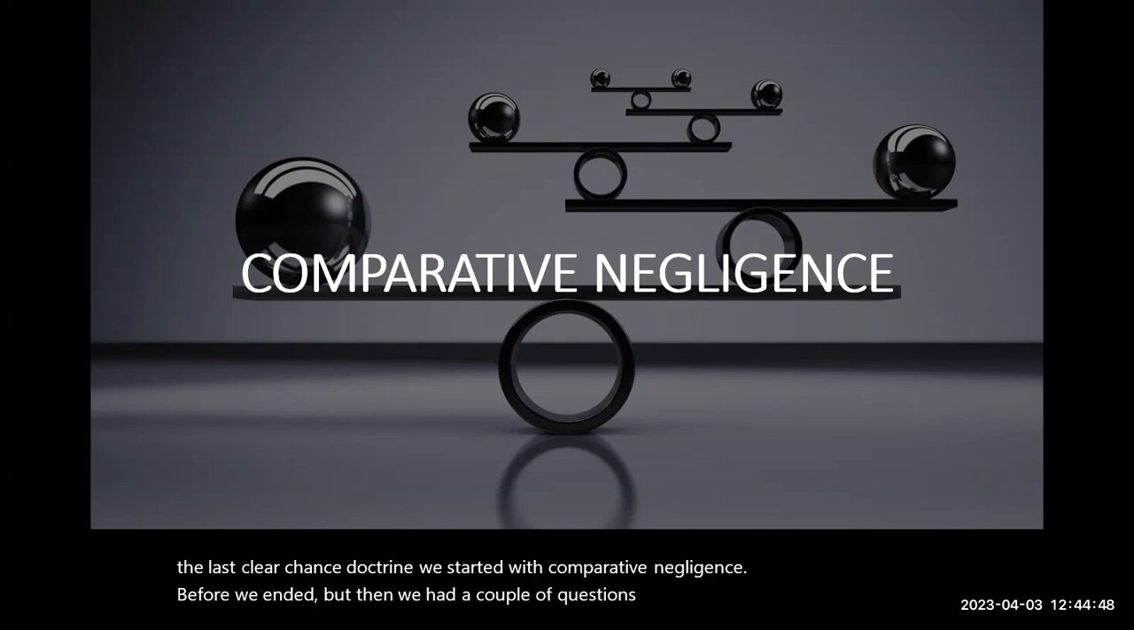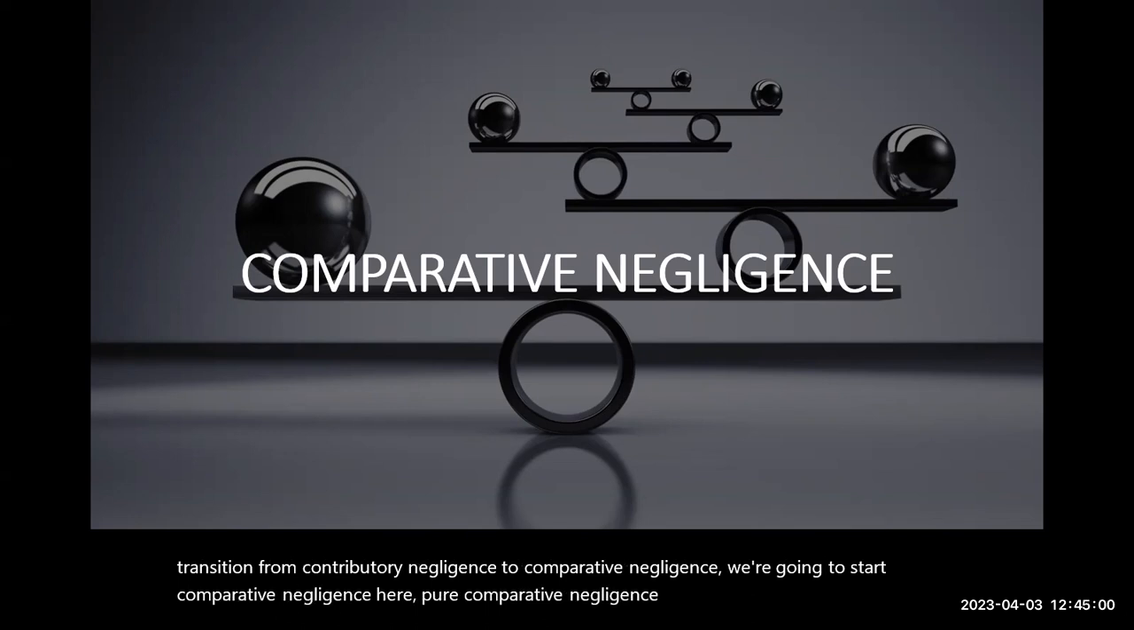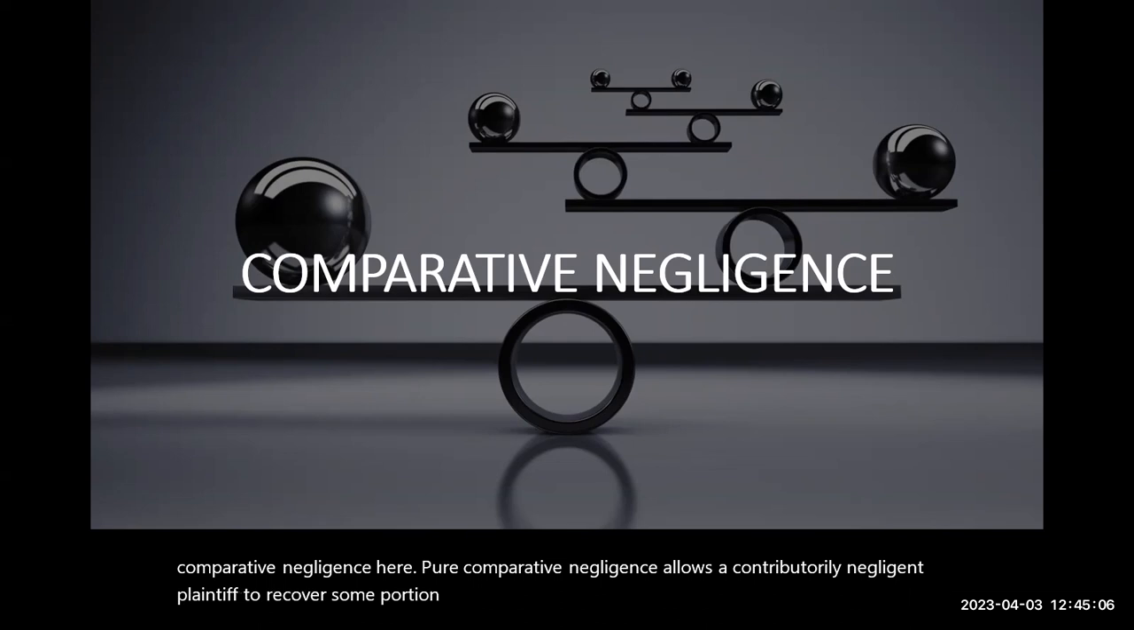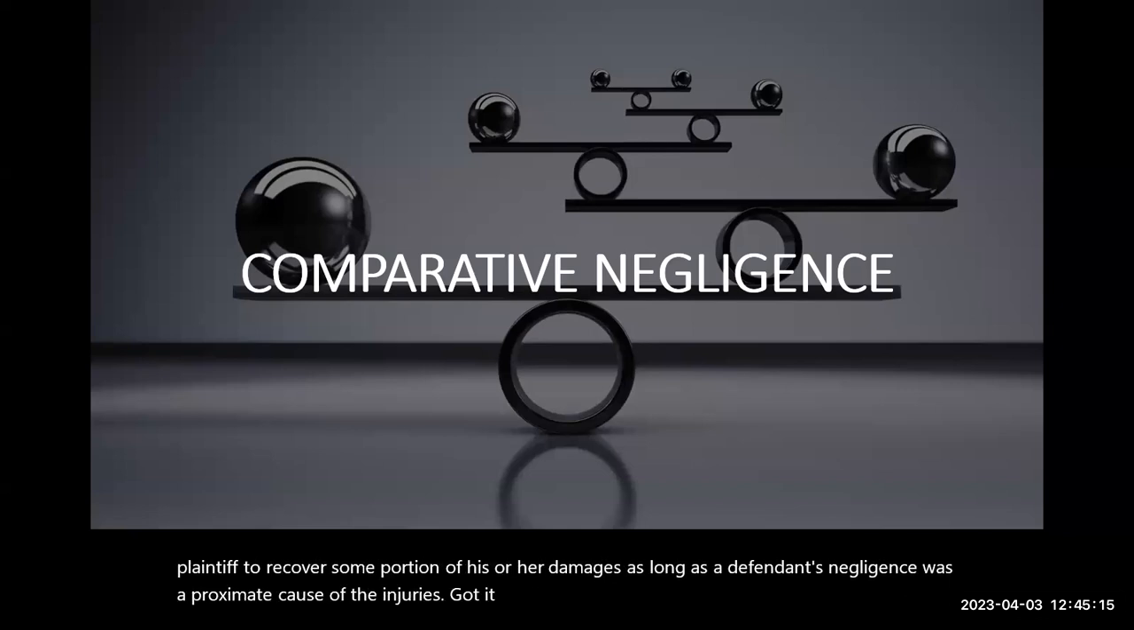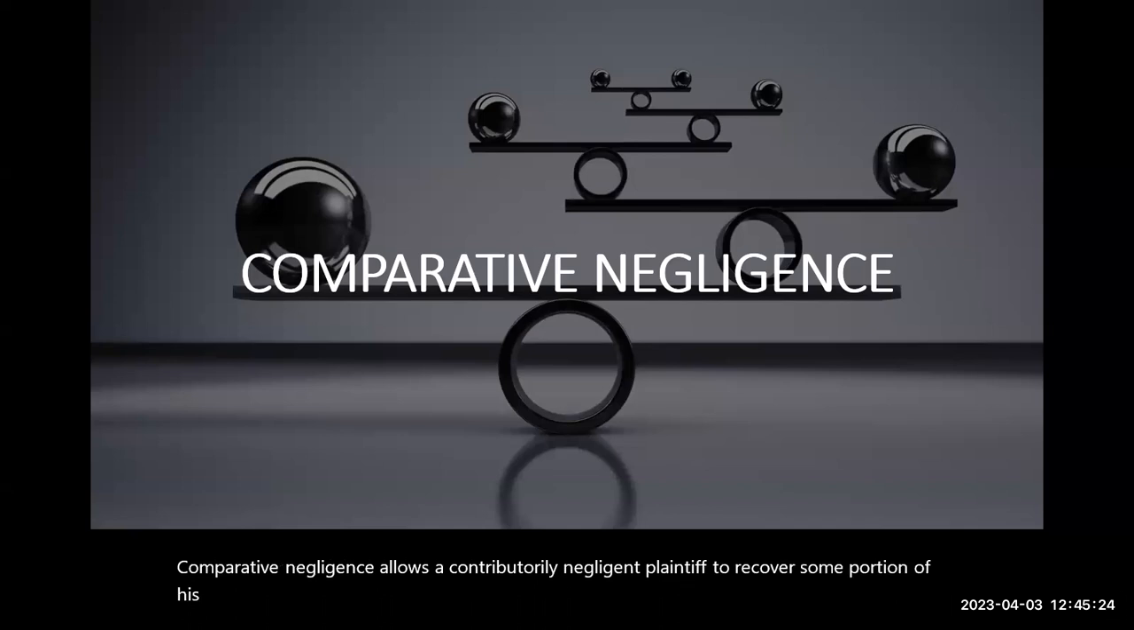Just so that there's a clear transition from contributory negligence to comparative negligence, we're going to start comparative negligence here. Pure comparative negligence allows a contributorily negligent plaintiff to recover some portion of his or her damages as long as the defendant's negligence was a proximate cause of the injury suffered by the plaintiff.